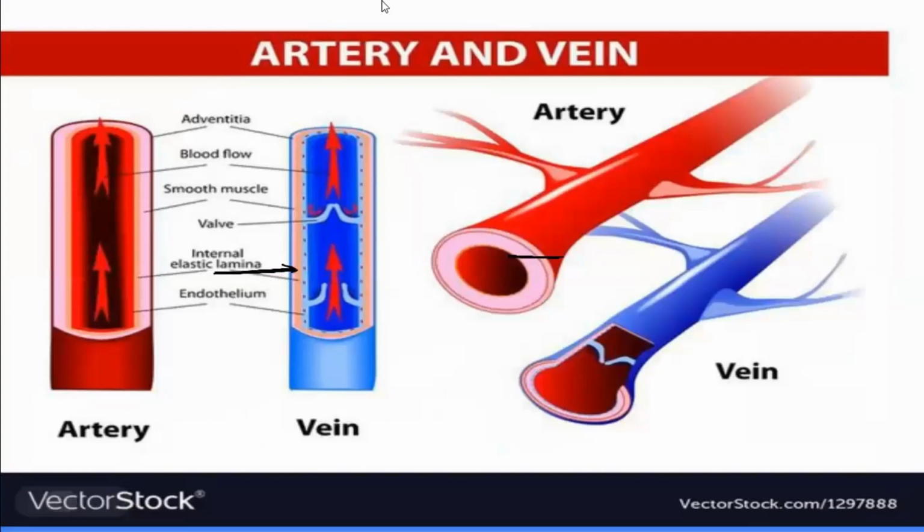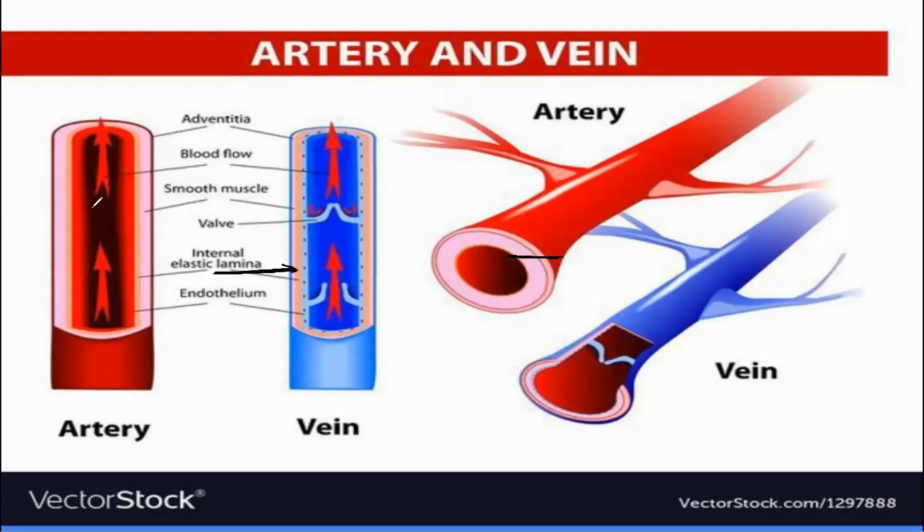This is an artery and a vein. You can see that in the arteries you do not find any valves, but you can see valves in the veins. Why? Because in the case of arteries, the blood is going away from the heart, so there is no chance that the blood will go back. But in the case of veins, the blood is going back to the heart, so there is a chance that the blood might flow down. So there are valves. The valves will open, the blood will pass, and the valves will close so that the blood may not go in the reverse direction.